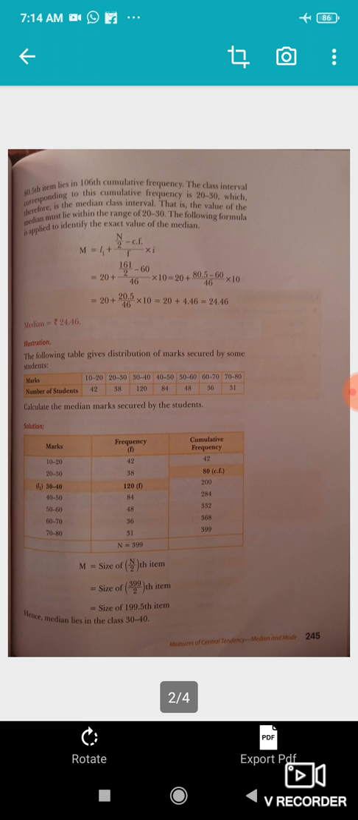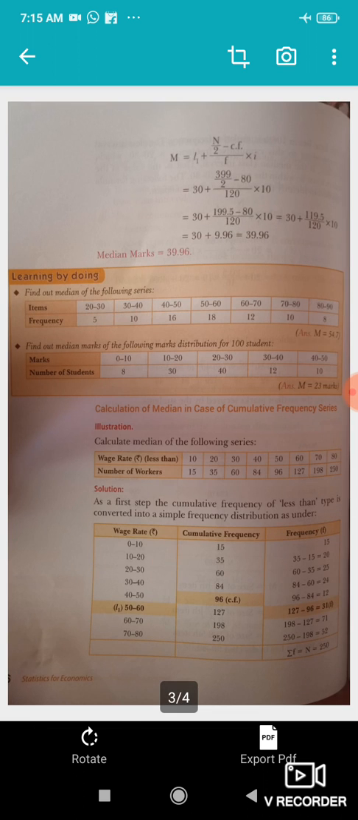N is the total of frequency, that is 399. 399 upon 2 is 199.5. Hence the median lies in, you can see 199.5 is less than 200, so it will lie in the 200 cumulative frequency. We'll apply the formula L1 plus (n by 2 minus Cf) upon f into i: 30 plus (399 upon 2 minus 80) upon 120 into 10, and after solving we get the answer 39.96. Now these two practice questions you have to do in your fair copy.